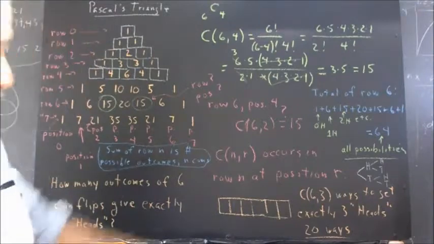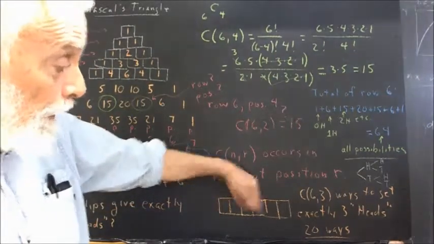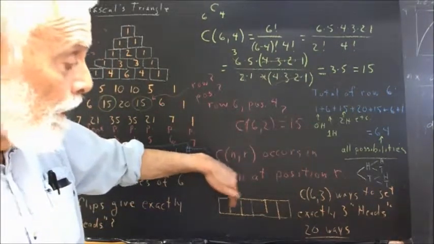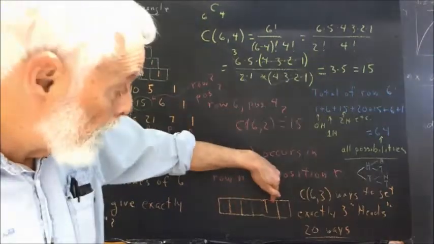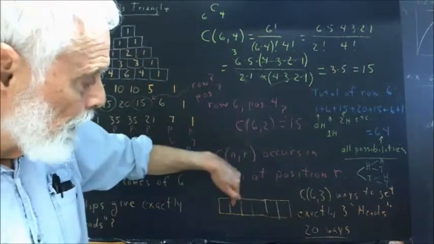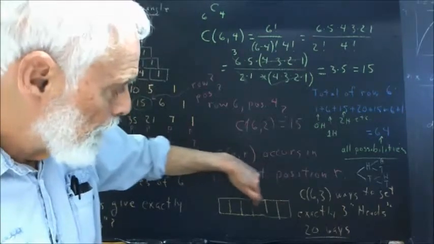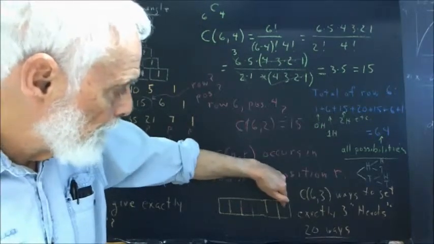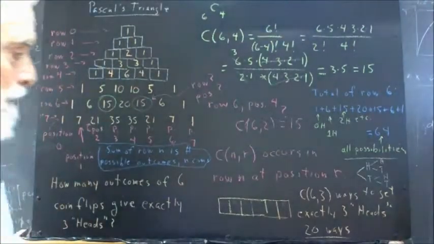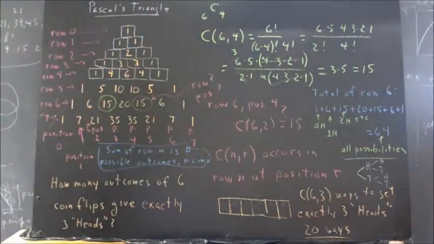We could list them. Heads, heads, heads here, and then the rest tails. Or here, here, and here. Here, here, and here. Now, to do all that, I think you get 20.